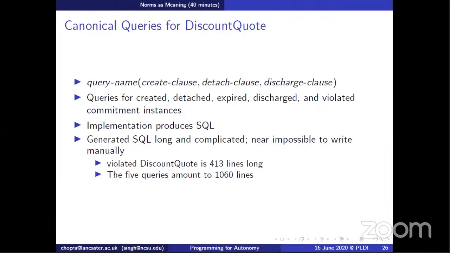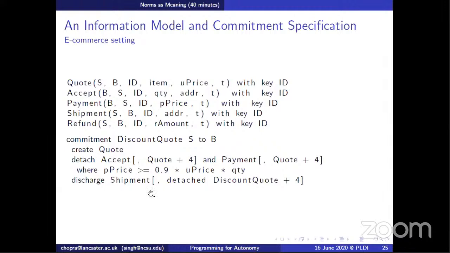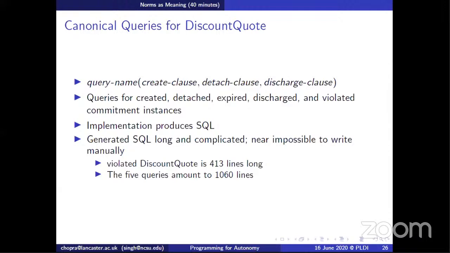So the violated discount quote is 413 lines long with many nested queries, subqueries, and so on. And I don't think a programmer could write such a query easily by hand. And the five queries together for returning the created, detached, expired, discharged, and violated instances amount to 1,060 lines. So from a five-line specification, which is really what we added, if you think about it, this commitment specification, the database is already there in a traditional application, which is what the base events capture. What we added was the commitment on top of the database. So five lines expanded to 1,060 lines of SQL. So it shows the power of abstraction in a language.